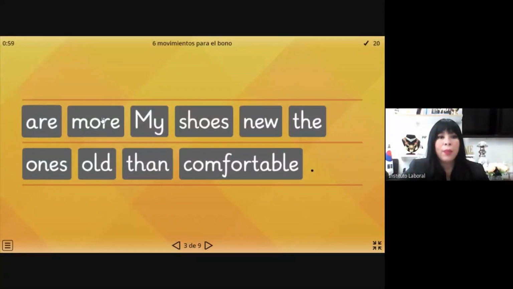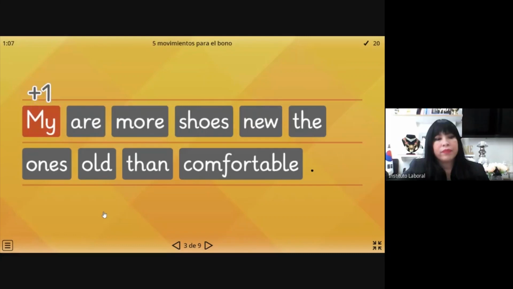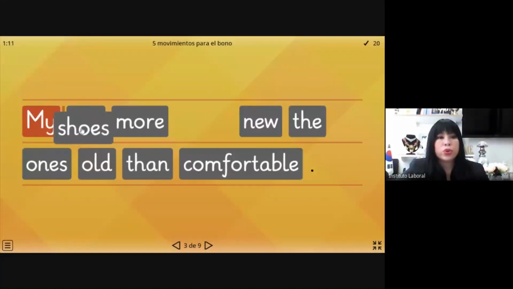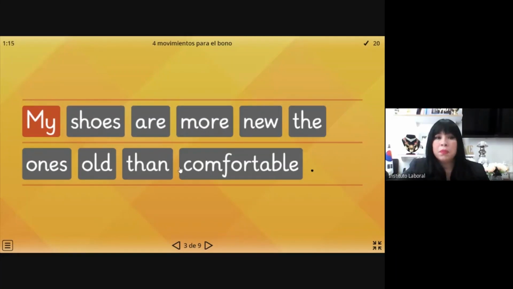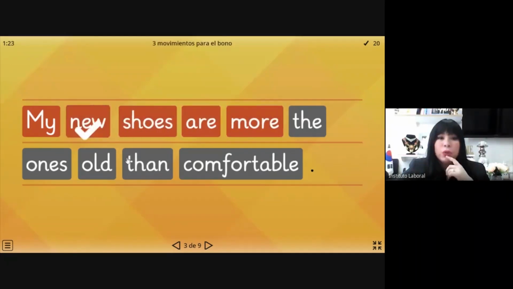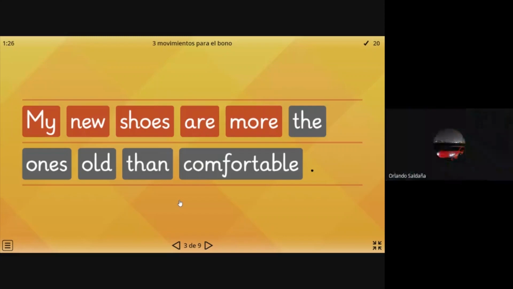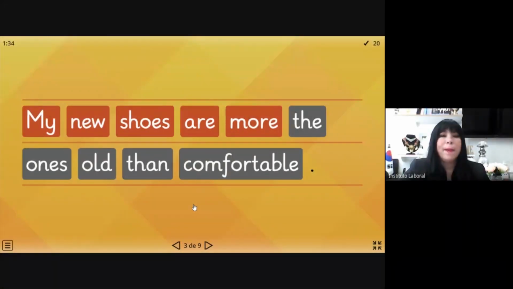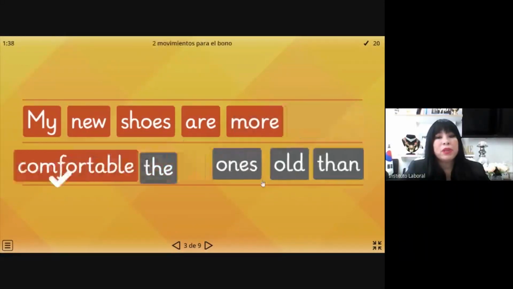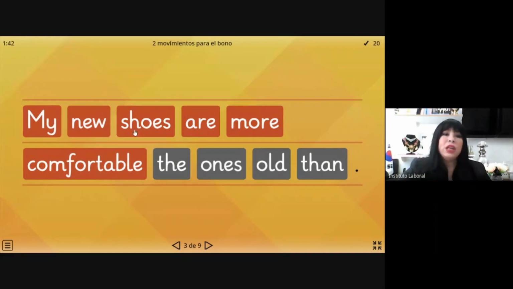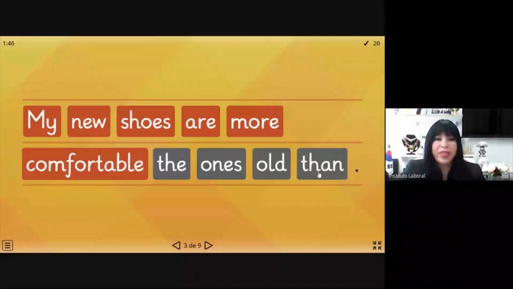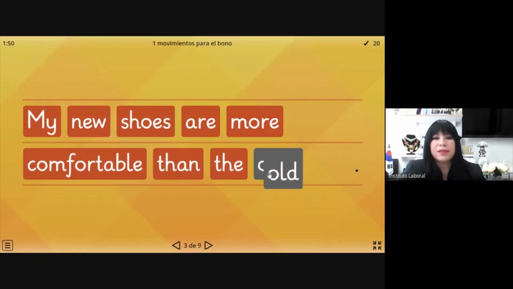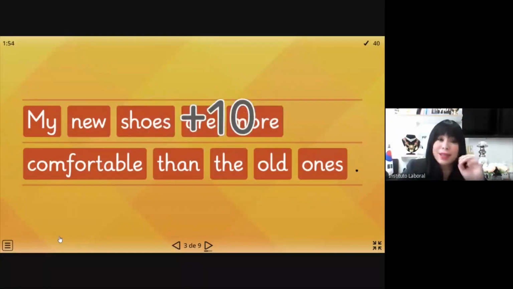Okay, now this is a longer sentence. Are more my shoes new, the old ones than comfortable? My shoes. The noun, my shoes. There is one word missing. My. How are the shoes? New. My new shoes are more. Now the adjective. They are more old. No. It's not old. More comfortable. Yes. More, remember, is used with adjectives of three or more syllables. My new shoes are more comfortable than the old ones. Excellent. Very good. It was difficult. It was a tricky sentence.